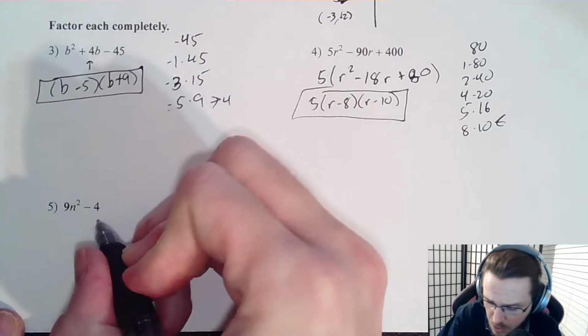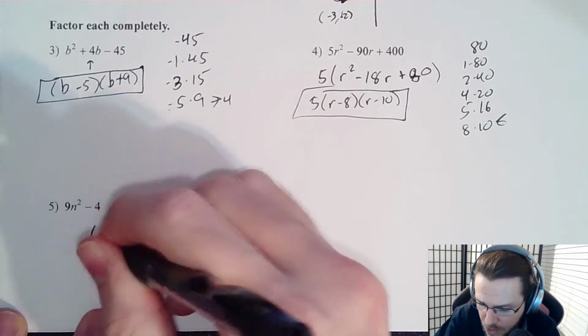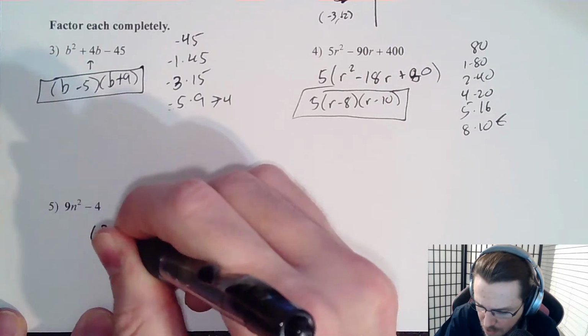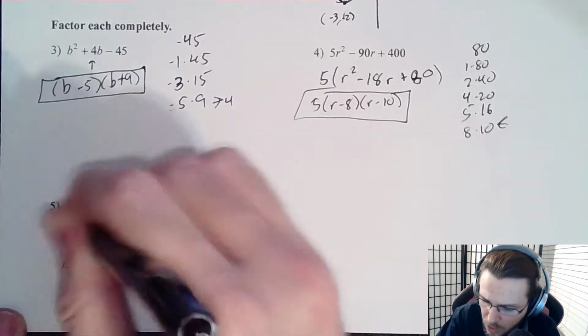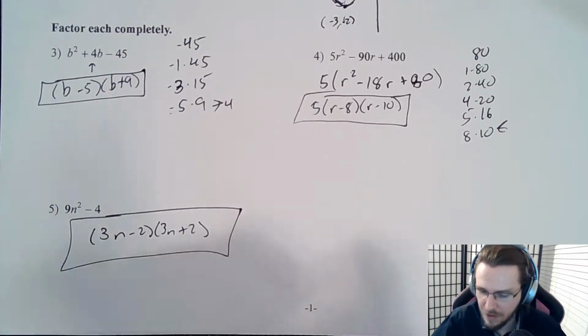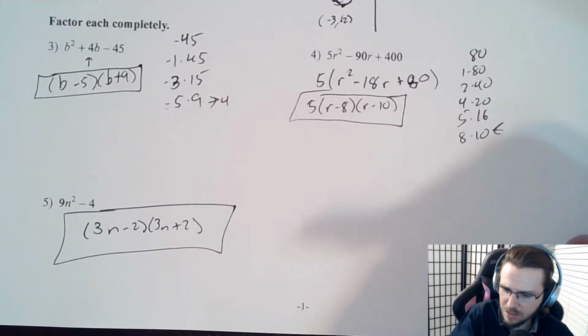Number 5, one-step question. Difference of two squares. Difference of two squares. Because this guy's a square, that guy's a square. 3 squared is 9. 2 squared is 4. So (3n minus 2)(3n plus 2). Important concept. Going to show up a lot as you move forward in mathematics.